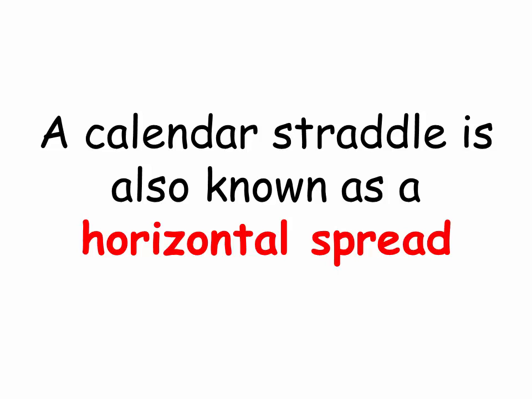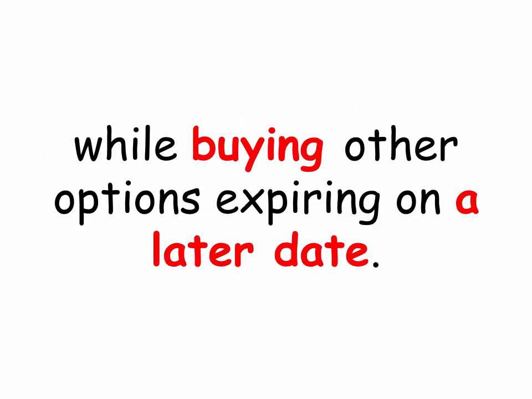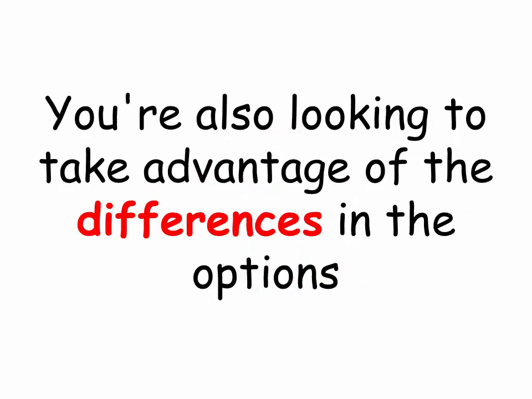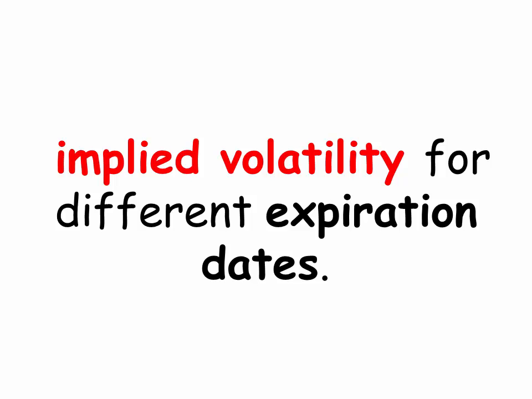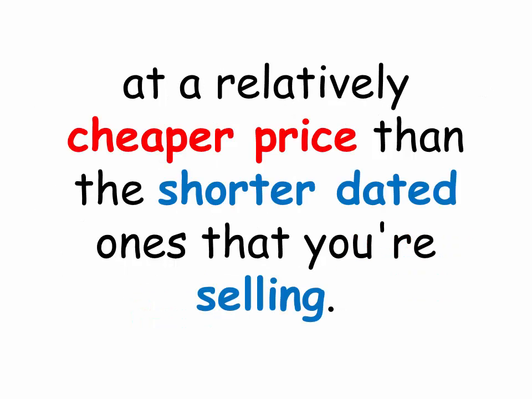A calendar straddle is also known as a horizontal spread because the trader sells option contracts that expire on one date while buying other options expiring on a later date. You're also looking to take advantage of the differences in the option's implied volatility for different expiration dates. As a trader, you should aim to use this strategy when you can purchase the longer dated options at a relatively cheaper price than the shorter dated ones that you're selling.